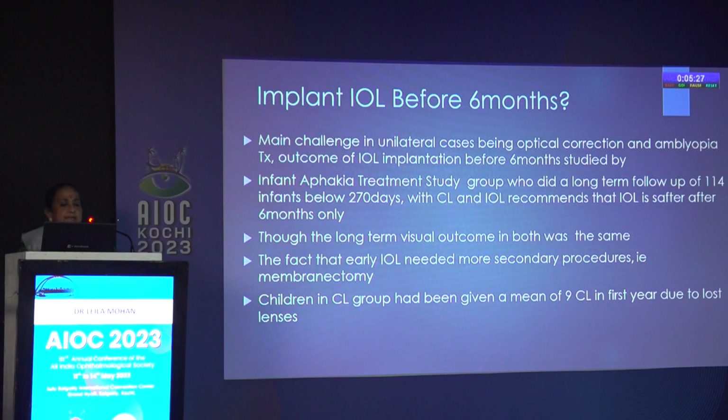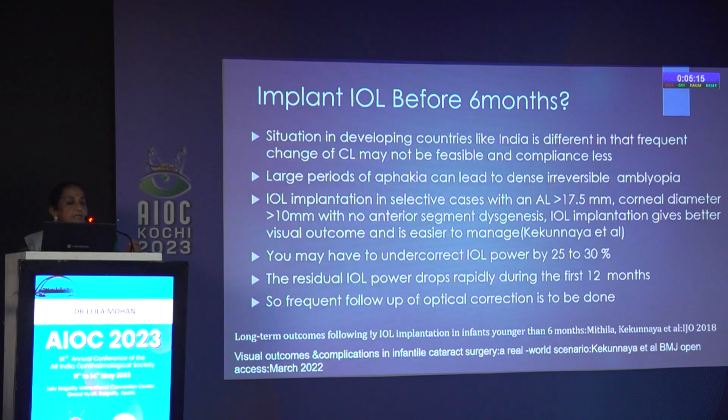Children in the contact lens group had been given at least 9 contact lenses during a follow-up period of 1 year in the US when they did this IATS study, which is not very feasible in our situation. In developing countries like India, contact lens feasibility is difficult, handling by the parent is difficult, and compliance is much less. So large periods of aphakia without any correction produce a very dense, irreversible amblyopia.